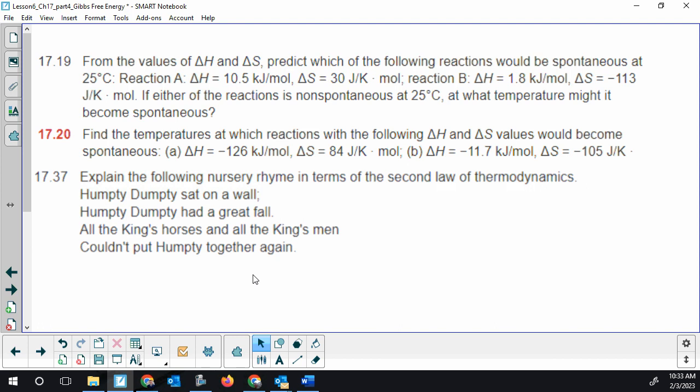and we know him falling was a spontaneous process, exergonic. And they couldn't put him back together again, so that must be an endergonic process. You want to put all these pieces together and try to articulate how this is following the second law of thermodynamics. I don't think it was written in terms of the laws of thermodynamics, but you can play with it in terms of the laws of thermodynamics.